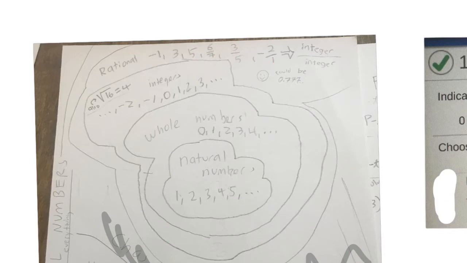But check this out, though. You have negative 1, 3, and 5. Those are also rational numbers because the truth of the matter is that 5 is secretly 5 over 1. 3 is secretly 3 over 1. Negative 1 is secretly negative 1 over 1. So therefore, these sort of integers here could also be represented as an integer over an integer. It's just that the integer underneath them is 1. Okay, so that's the case with rational numbers.